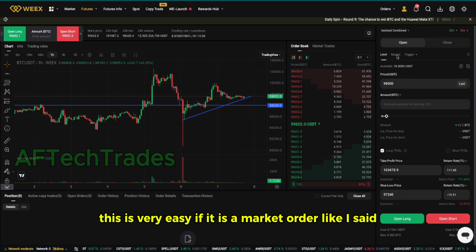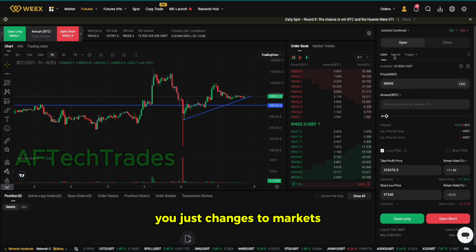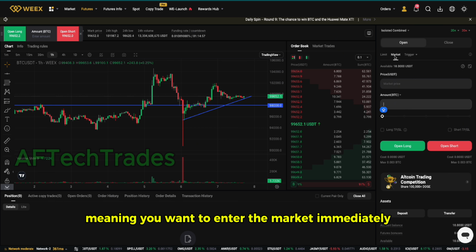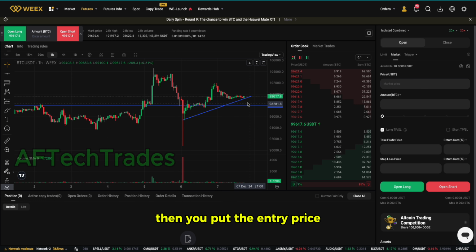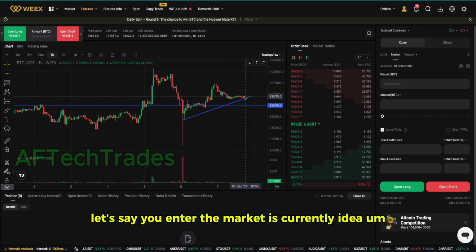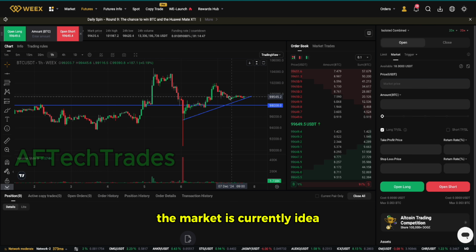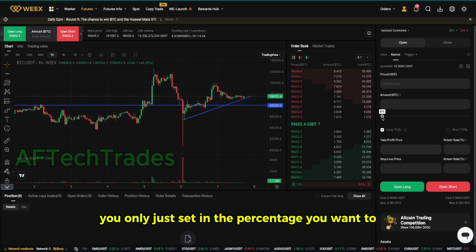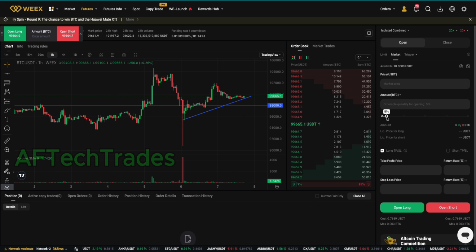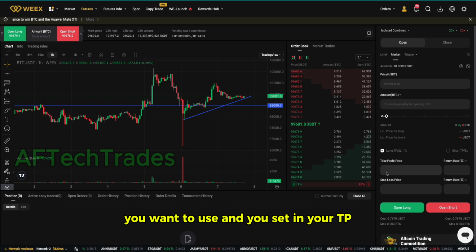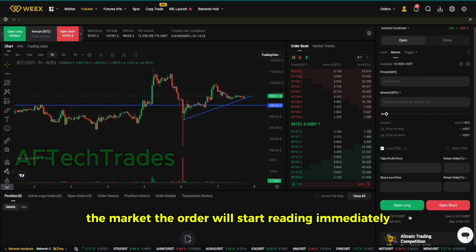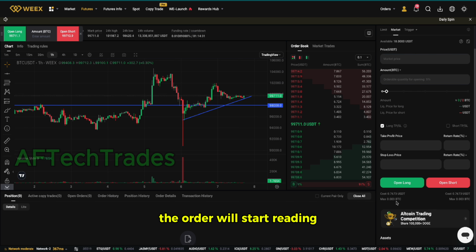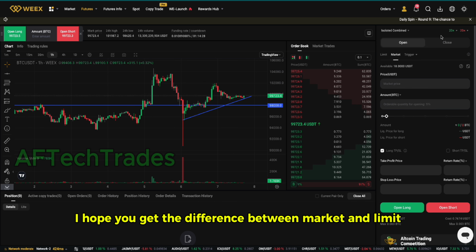This is very easy. If it is a market order, like I said, you will just change this to market, meaning you want to enter the market immediately. You change this to market, then you put the entry price. Let's say the market is currently here. If the market is currently here, you're not putting it. You only set the percentage you want to use, and you set your TP, you set your stop loss, and immediately you enter the market. The order will start reading immediately. I hope you get the difference between market and limit order.